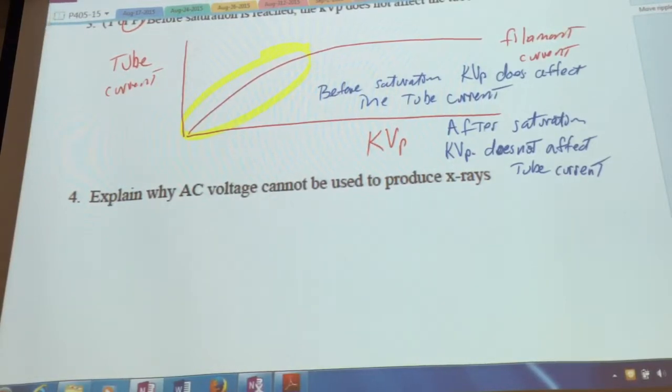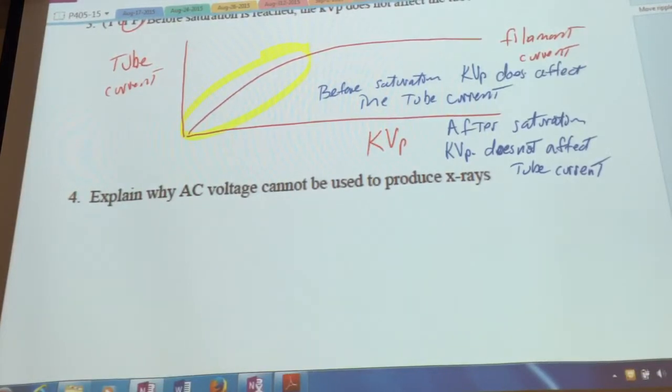And what do you want to put down for explaining why AC voltage cannot be used to produce X-rays? There'll be negative electron peaks, and negative electron peaks flow in one direction. If there were negative peaks, they would flow in both directions. No, they flow in both directions. Explain.